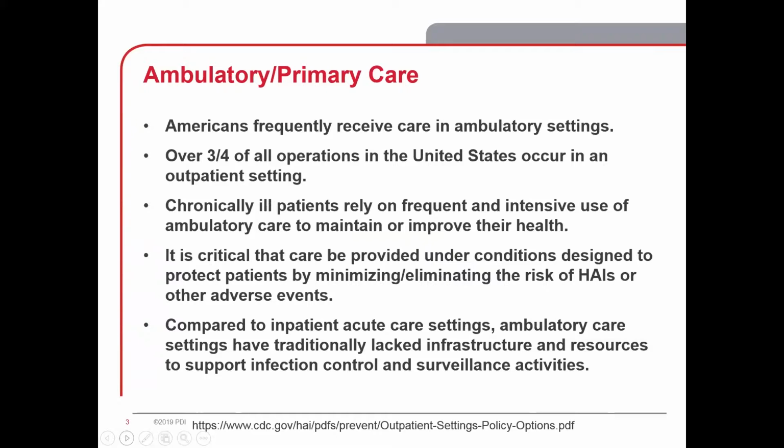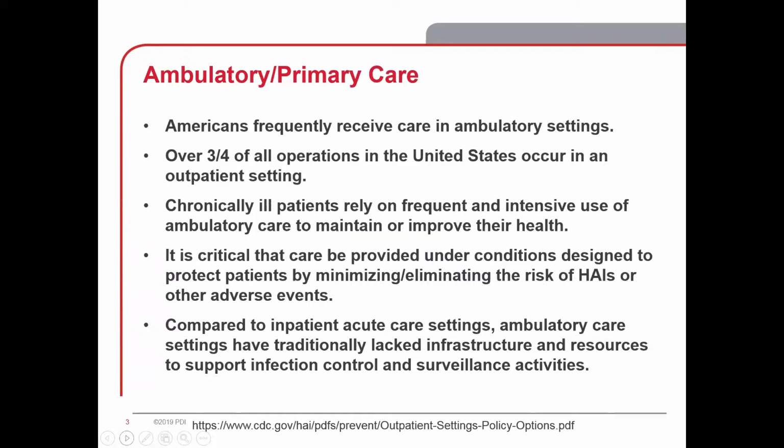So we know that Americans frequently receive care in the ambulatory setting. In fact, over 3/4 of all operations in the United States do occur in an outpatient setting. Chronically ill patients really rely on frequent and intensive use of ambulatory care to maintain or improve their health. So with that, we know that it's critical that care be provided under conditions that are designed to protect the patients by minimizing and eliminating the risk of healthcare-associated infections or other adverse events.